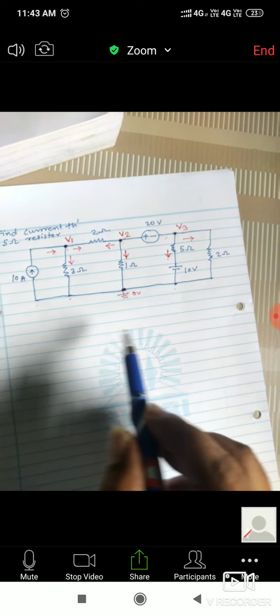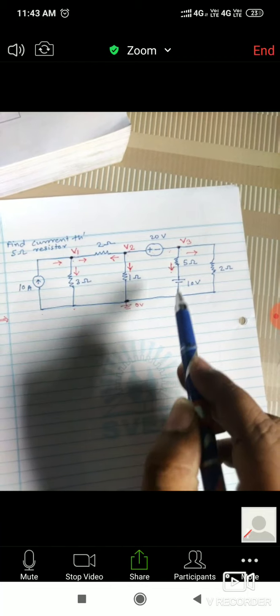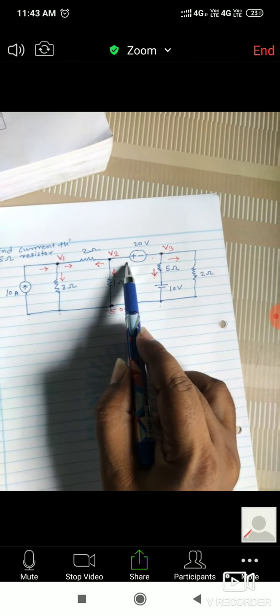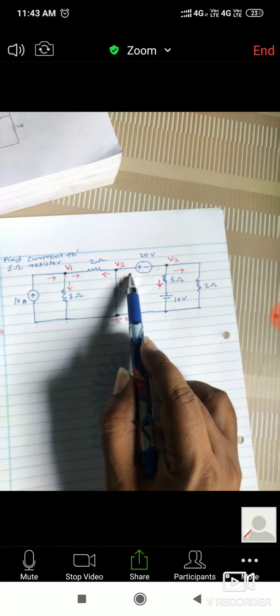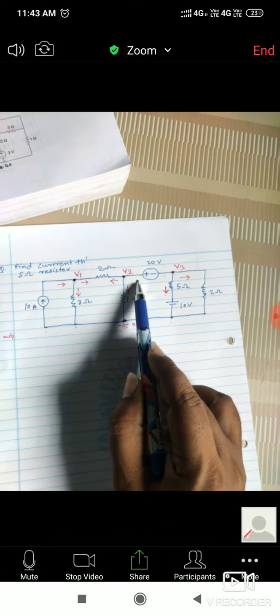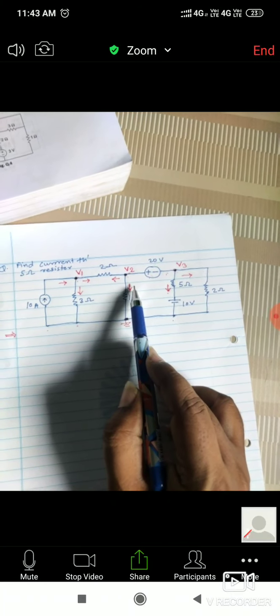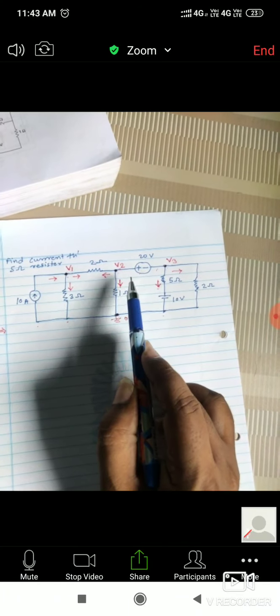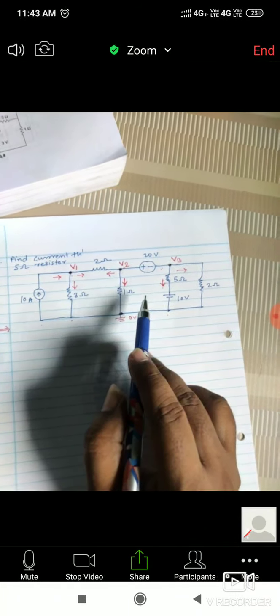First, you identify whether it is a problem of node or supernode. Because while applying nodal analysis, there is a problem here: we cannot find out the current. So once you identify this, you can easily distinguish that this problem belongs to supernode analysis. Then we have to follow the steps of supernode. So the first 2 steps are over.